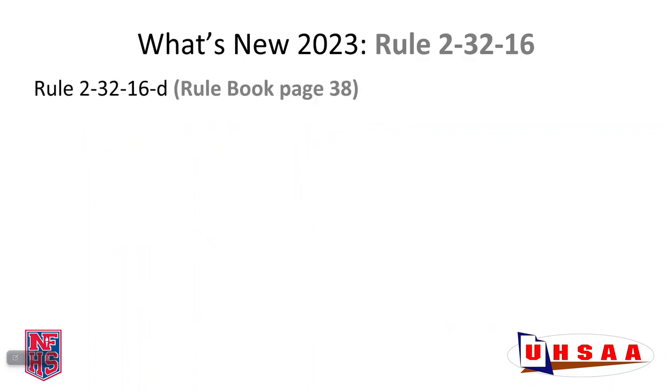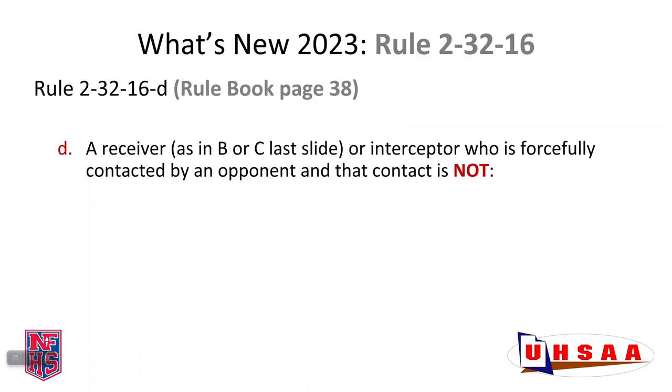So what does point D say in the rule book? It says this: a receiver, as identified in B or C from our last list, or an interceptor who is forcefully contacted by an opponent, and if that contact is not one of these three ways that I'm about to list, then the contact is deemed illegal. So remember, this applies to a receiver or someone who is intercepting a pass.